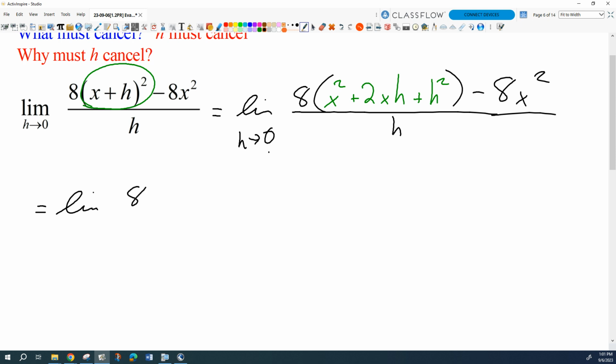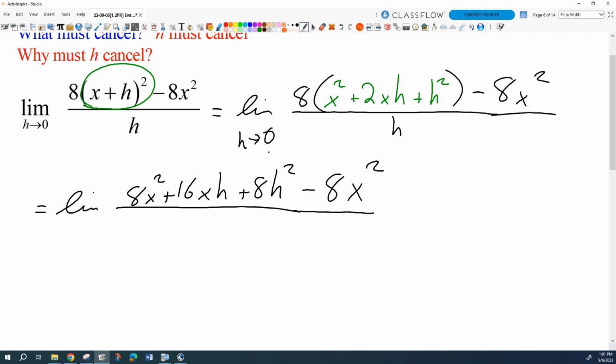So I'm going to get the limit of 8x squared plus 16xh plus 8h squared minus 8x squared over h as h goes to 0. And yes, look what happens here. The x squareds cancel horizontally. They add to 0, right? So they're gone. Now what?